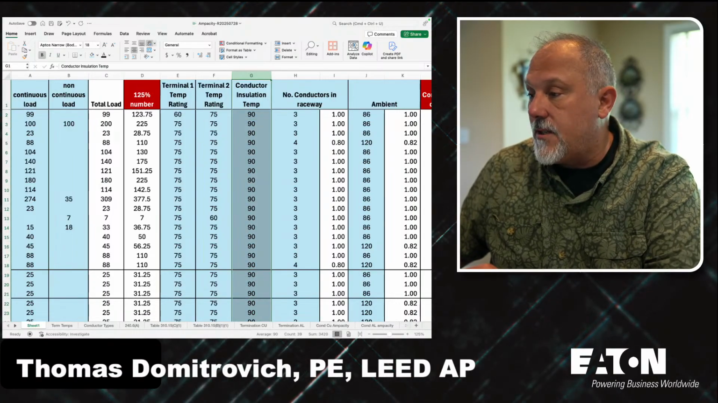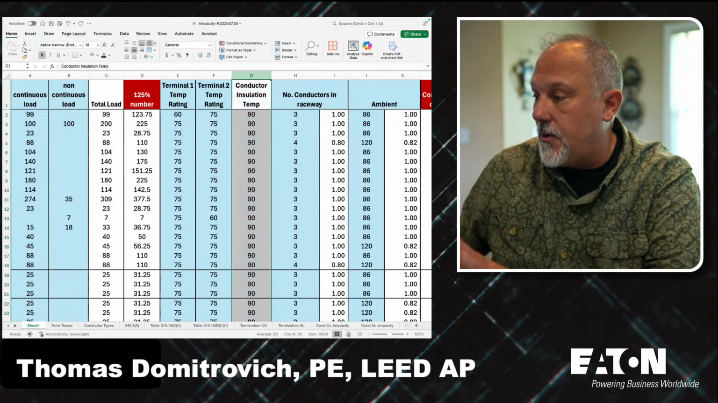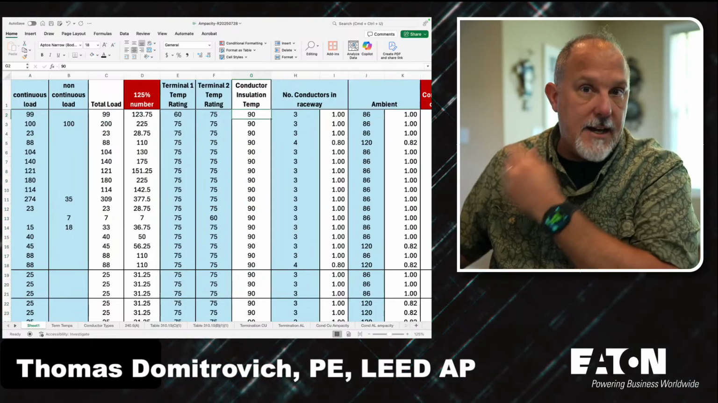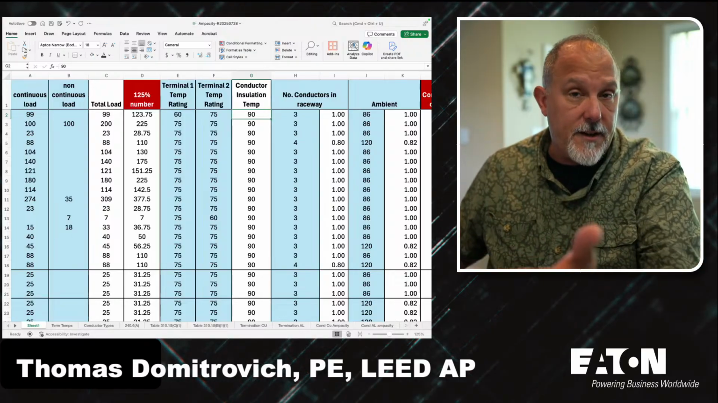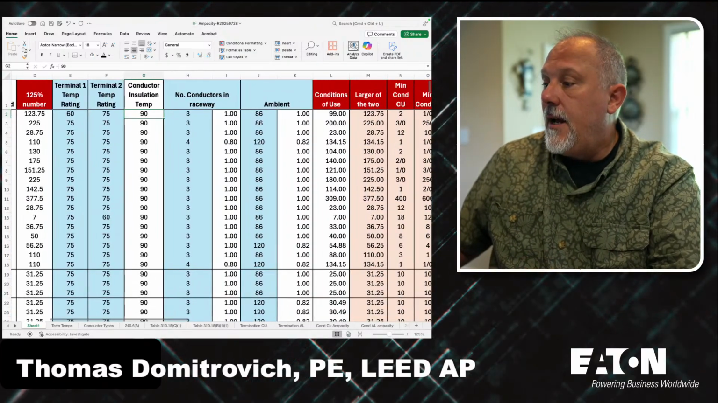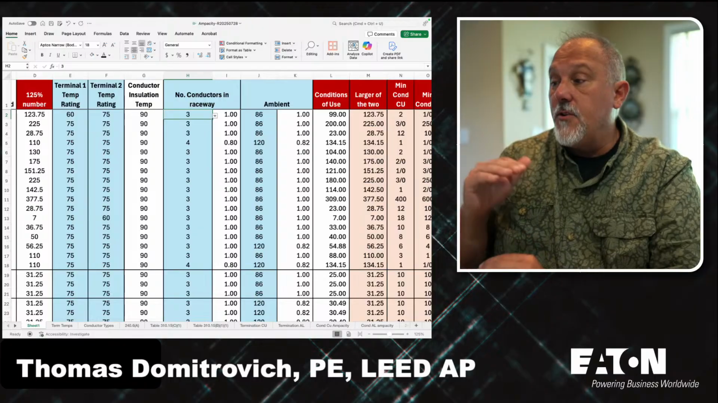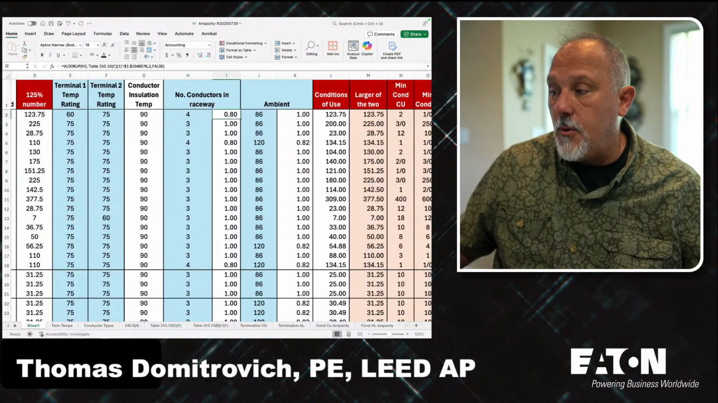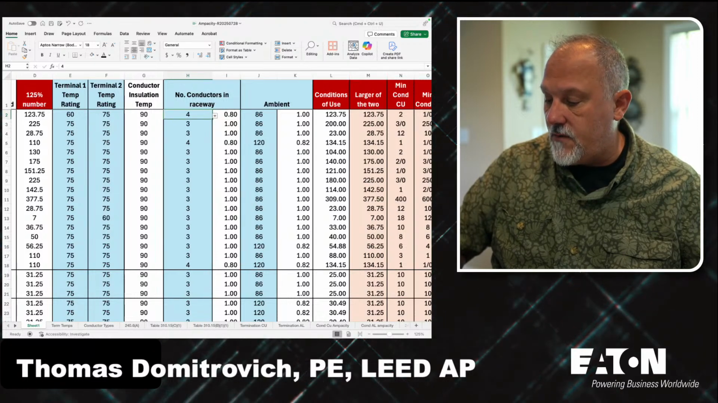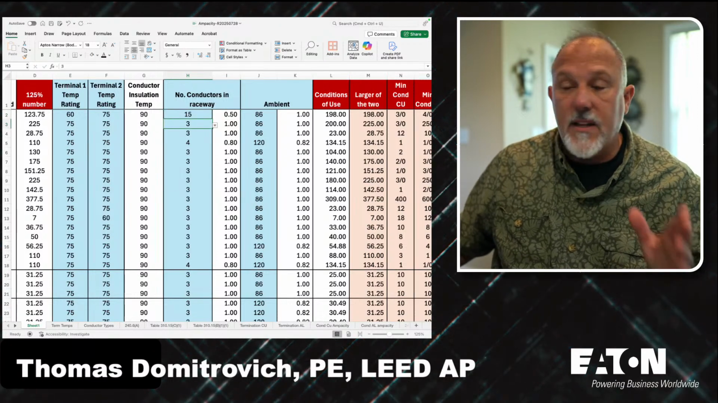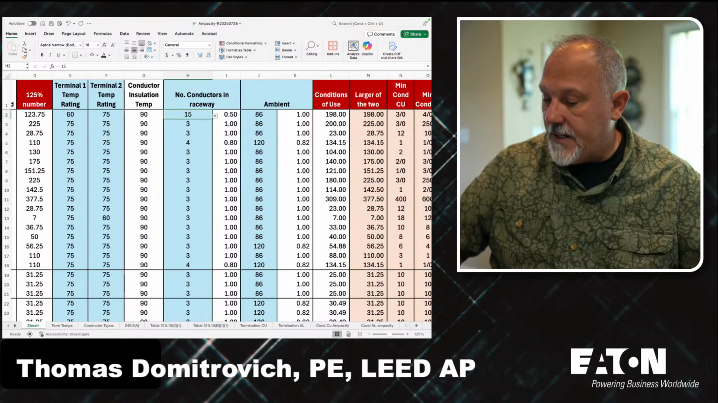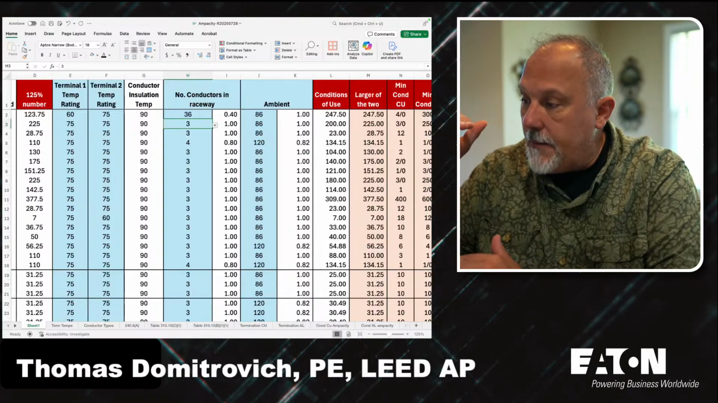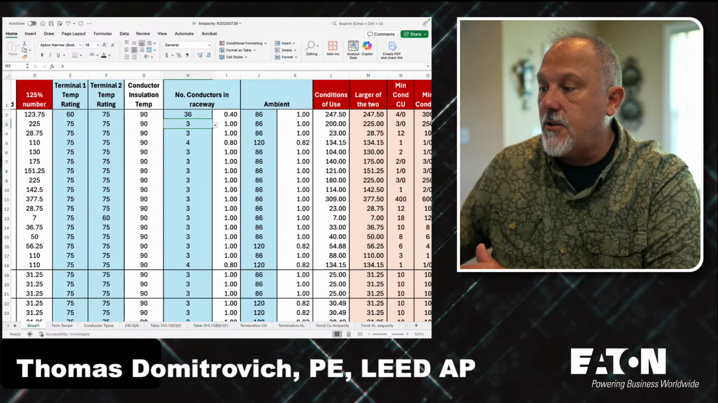So I have to turn this to white because it's not selectable at this point. This spreadsheet is based on 90 degree C insulation. The number of conductors in a raceway, and what you'll see is if I said 4, the multiplier goes to 0.8. If I said 15, the multiplier went to 50%. If I said 36, the multiplier went to 40%. So I based it on the number of conductors in a raceway.